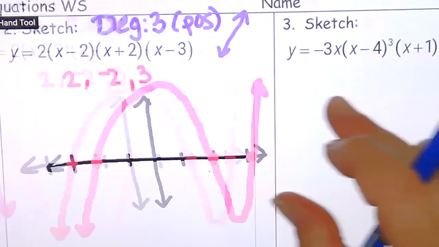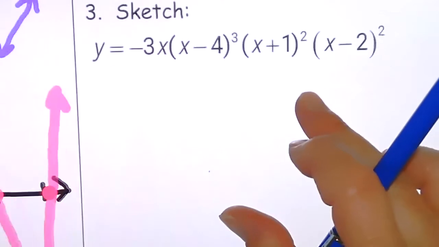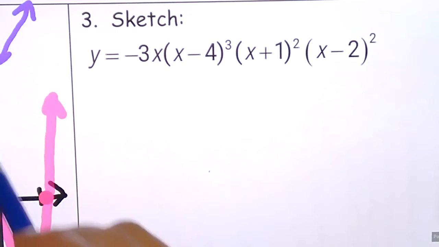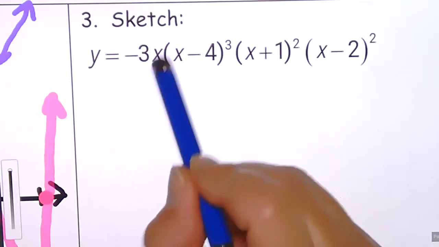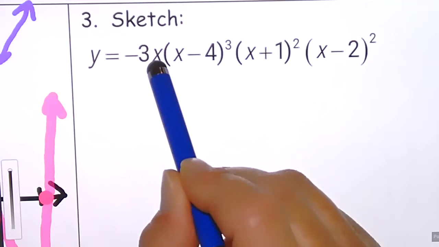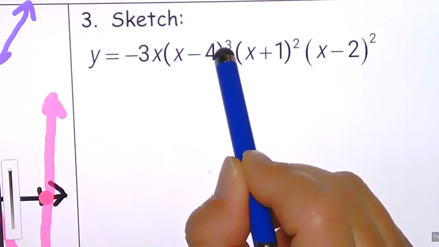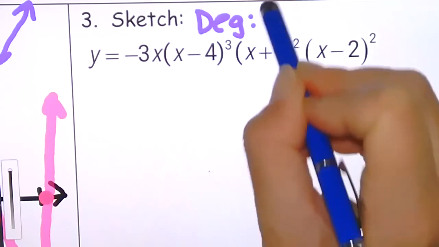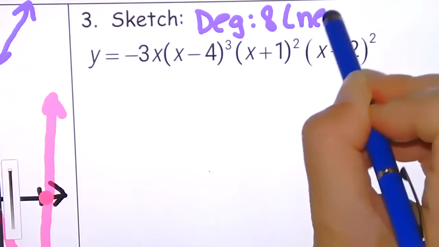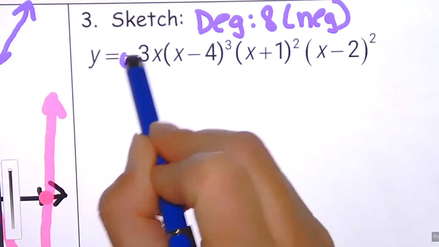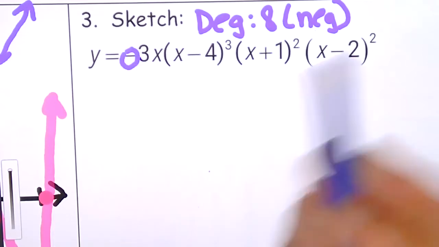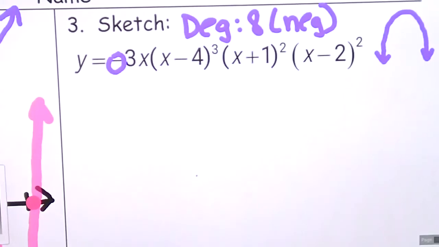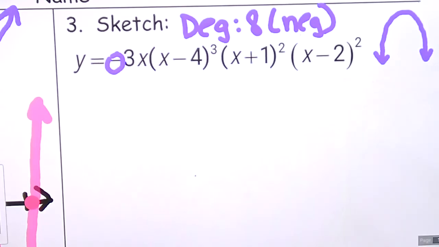Next graph. So for this one, this has an X, so this is degree 1, 3, so that's 4 so far, 5, 6, 7, 8. So this is degree 8, which is an even, and it is a negative, again because of this negative right here. All evens are like parabolas, so it's like a negative parabola or an open down parabola. So it should be starting and stopping below the x-axis.